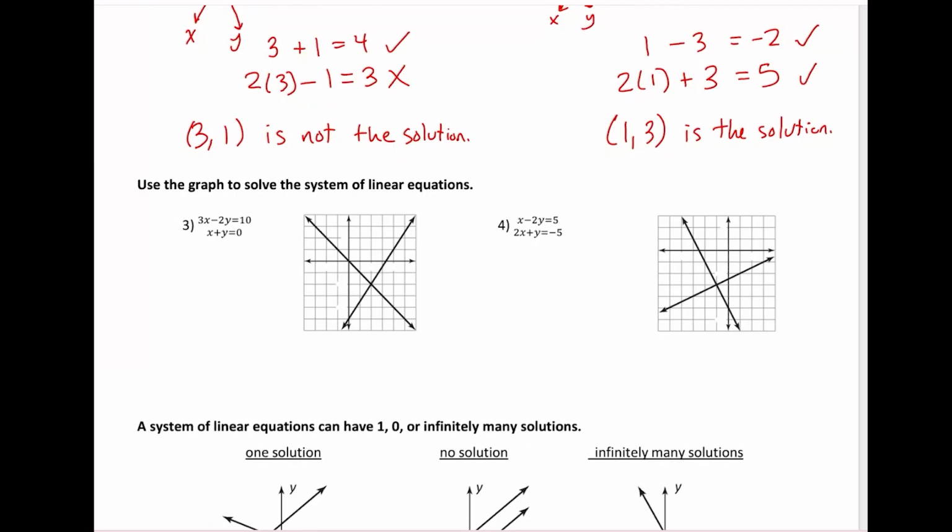So if I have the graph and I say, okay, there's your system, those two equations, what's the solution? You're simply going to identify what the point of intersection is. So in this case, this would be 2 comma negative 2.